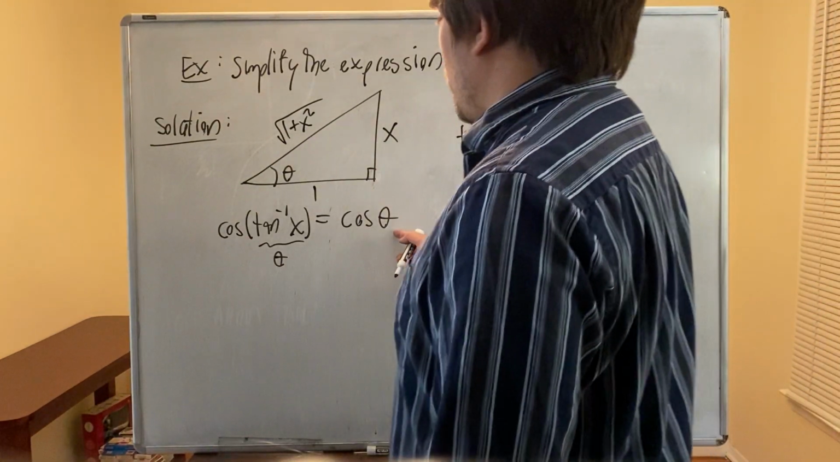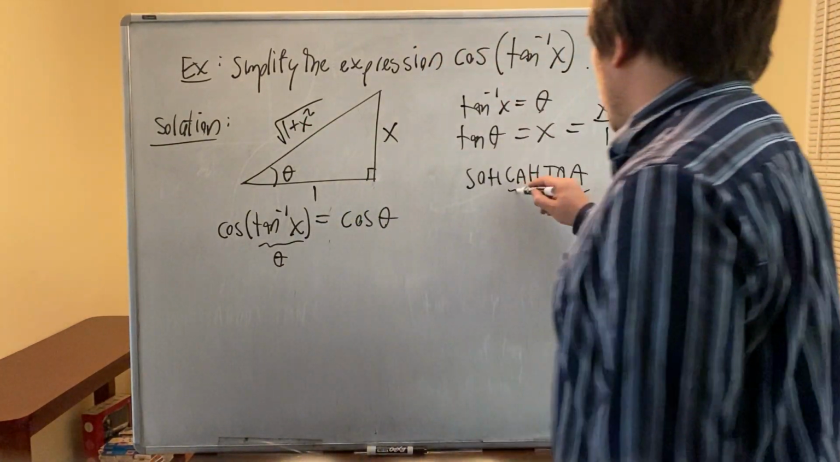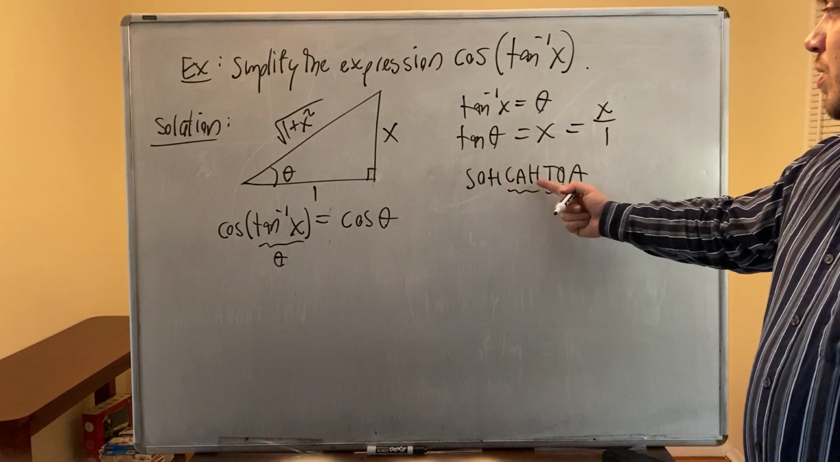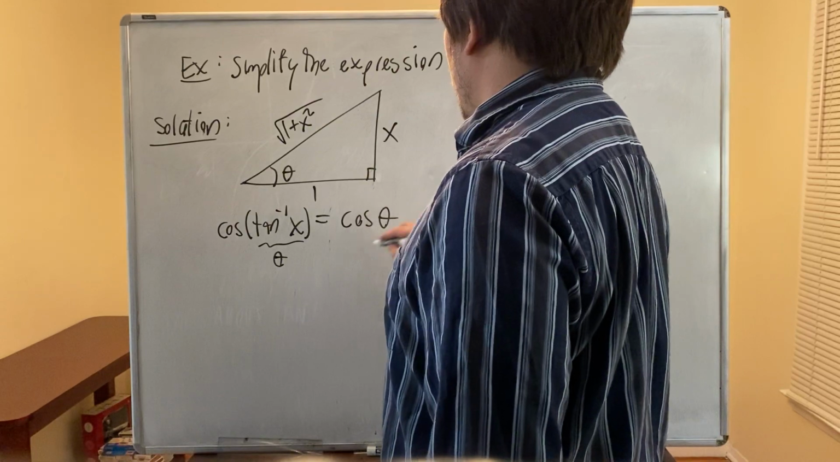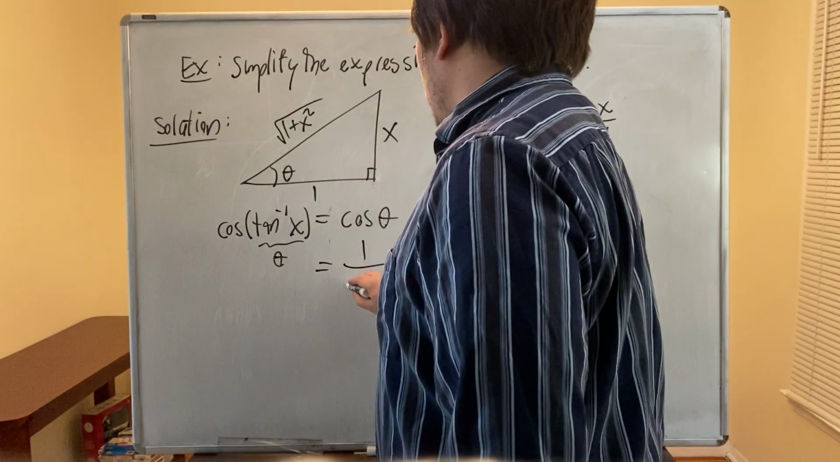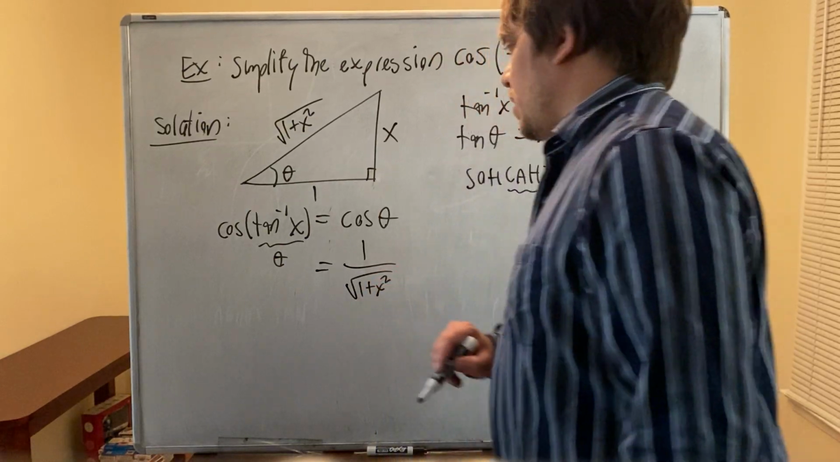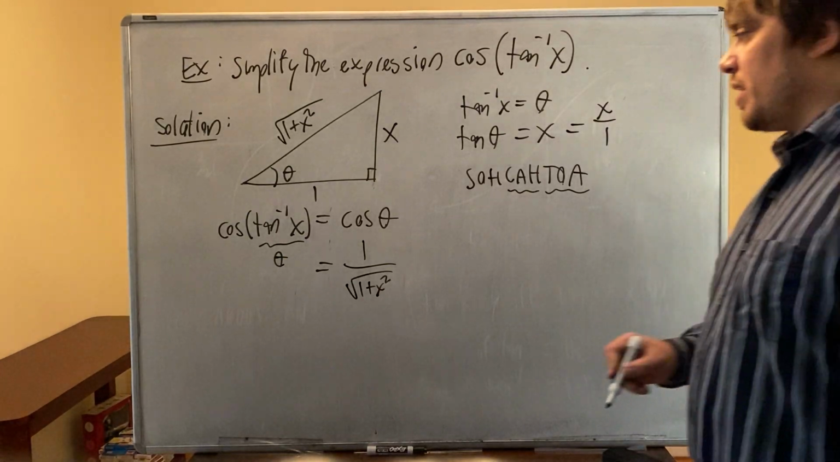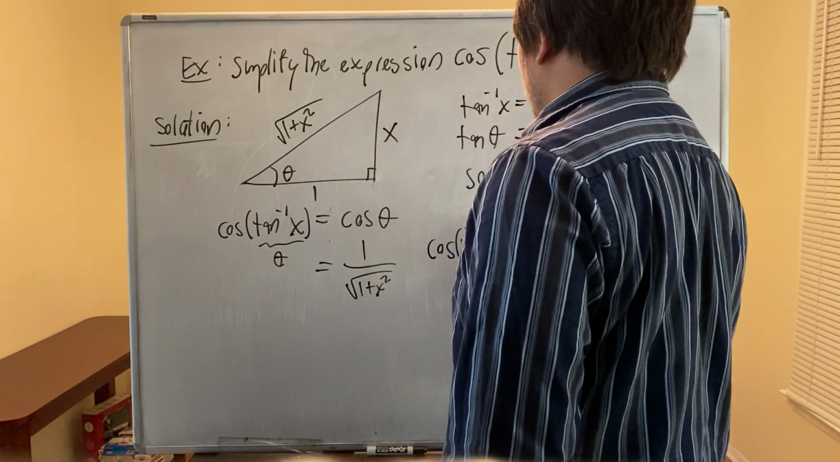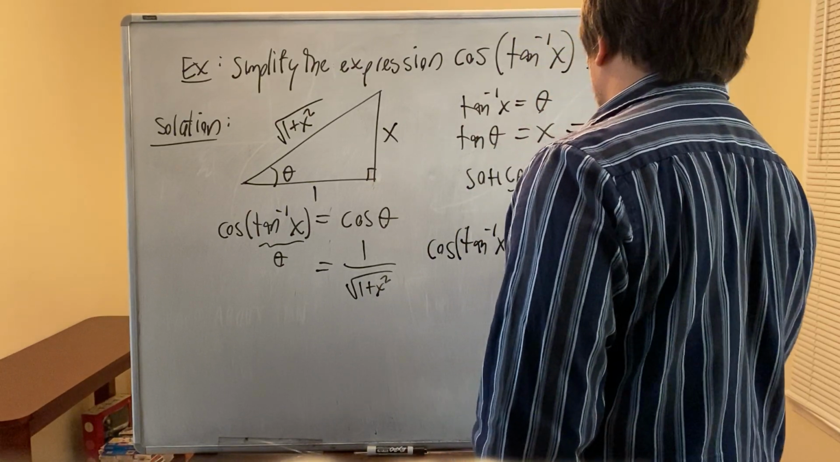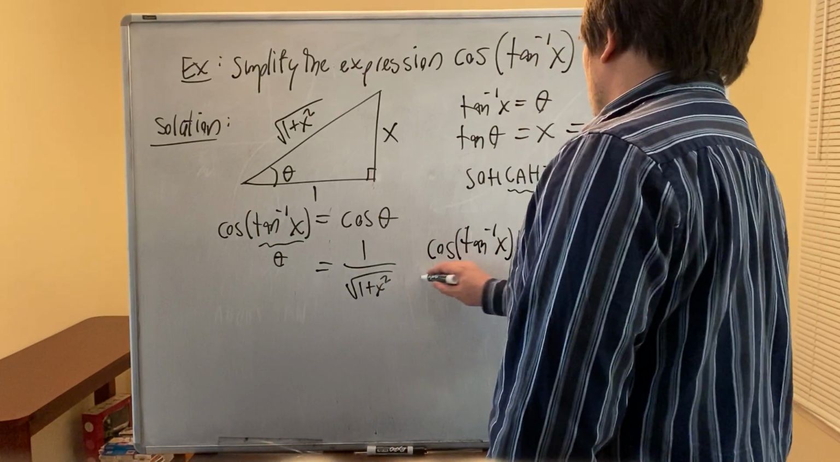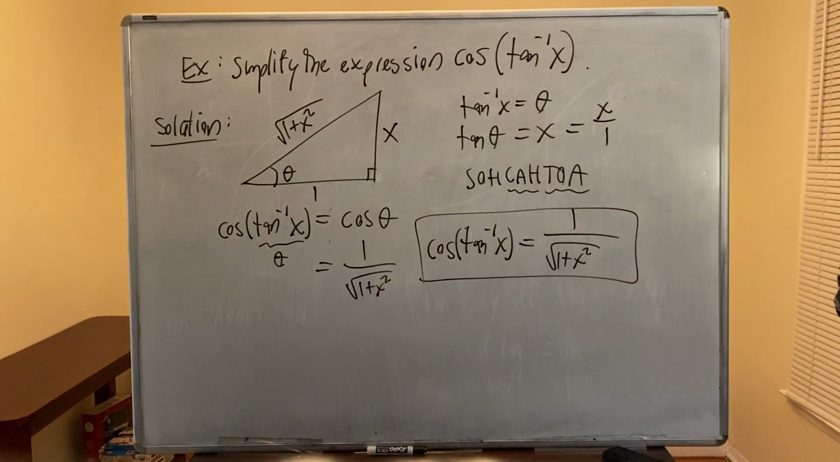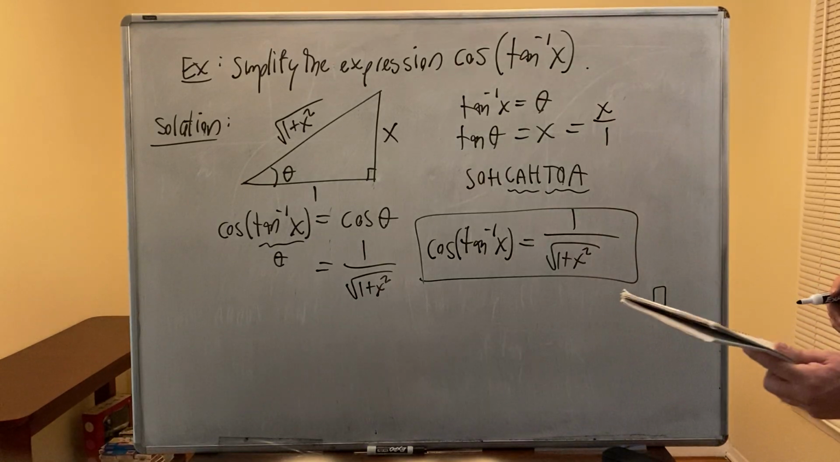Now cosine theta is the ratio of the adjacent side over the hypotenuse. The cosine is the ratio of the adjacent leg over the hypotenuse, adjacent over hypotenuse. So you get 1 over the square root of 1 plus x squared. And so to simplify the expression cosine of tan inverse of x, we simplify it as cosine of tan inverse x is equal to 1 over the square root of 1 plus x squared. And that's it. That's the solution to that problem.